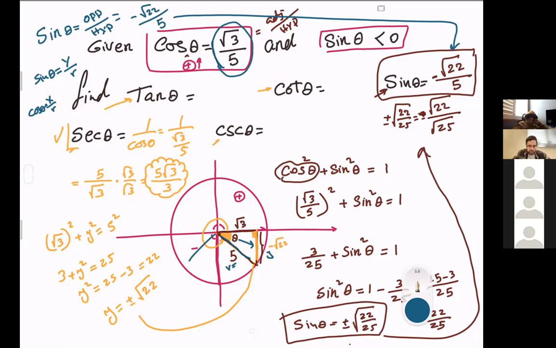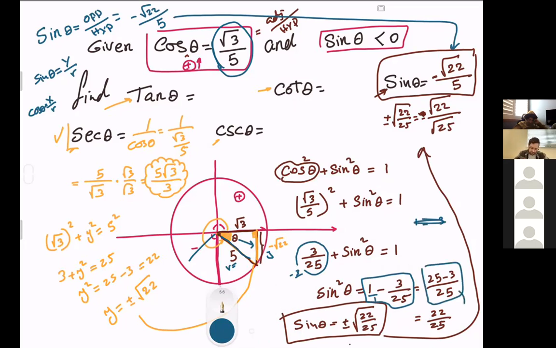Professor, I have a question. When you were solving for sine and got to the fourth step, you did sine squared theta equals 1 and then minus 3 over 25. Where did you get the 25? Here. I subtract 3 over 25 from both sides, and I got this one. Then I find the common denominator, which is 25. So we had 1 minus. Oh, okay, that's the common denominator. We get this one.